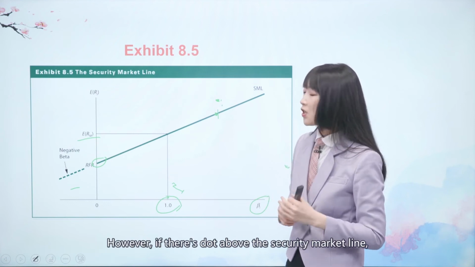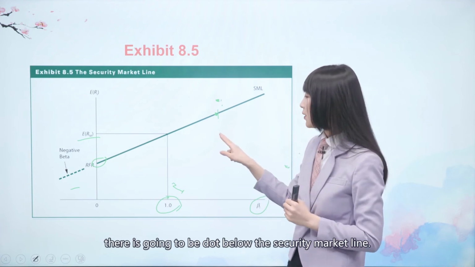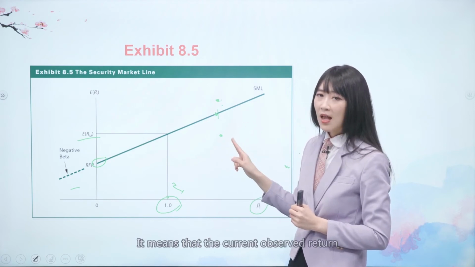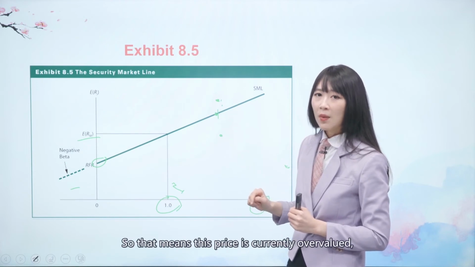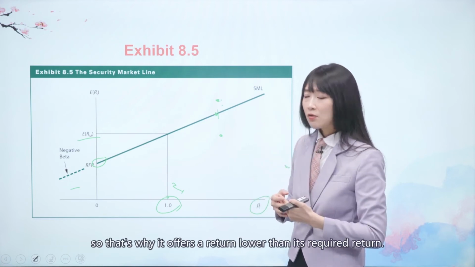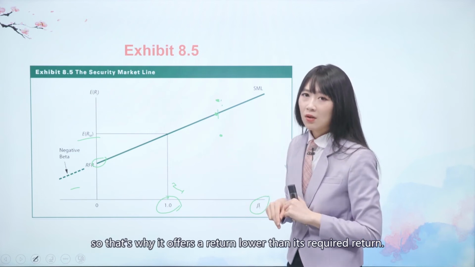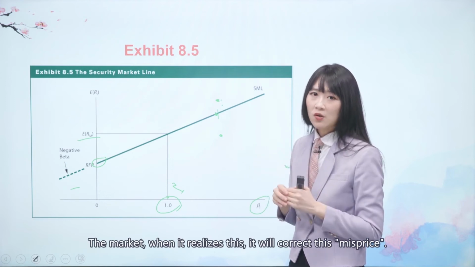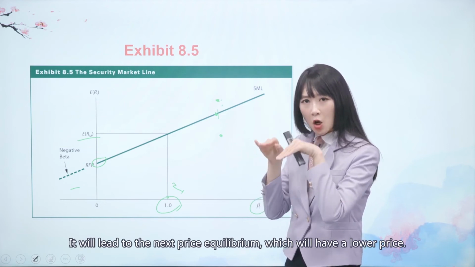However, if there is a dot above the security market line, there is going to be a dot below the security market line. It means that the current observed return is lower than its required return. So this price is currently overvalued, which is why it offers a return lower than the required return. When the market realizes this, it will correct the misprice. It will lead to the next price equilibrium, which will have a lower price.